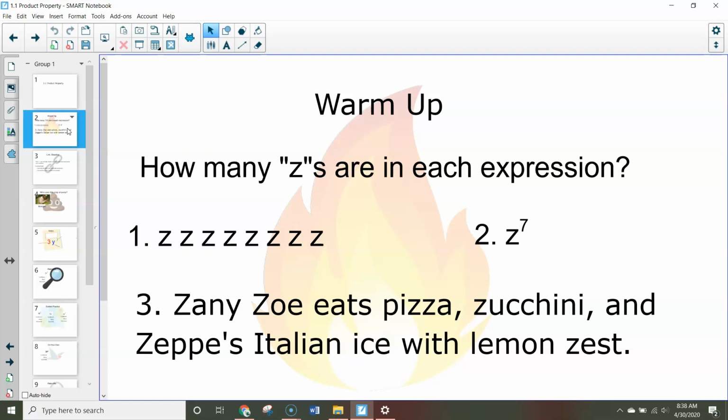So the first one, z, z, z, z, z, z, z, z. The second one, z to the seventh. And the third, Zany Zoe eats pizza, zucchini, and Zeppi's Italian ice with lemon zest. So go ahead and pause, answer how many z's are in each expression, and then when you're ready, press play again.